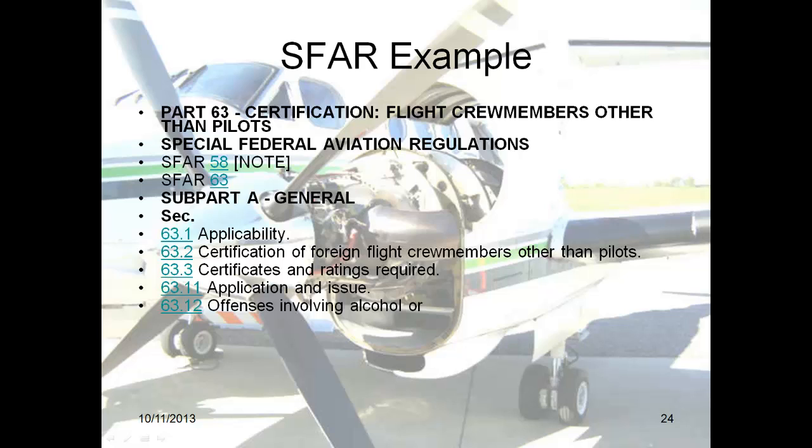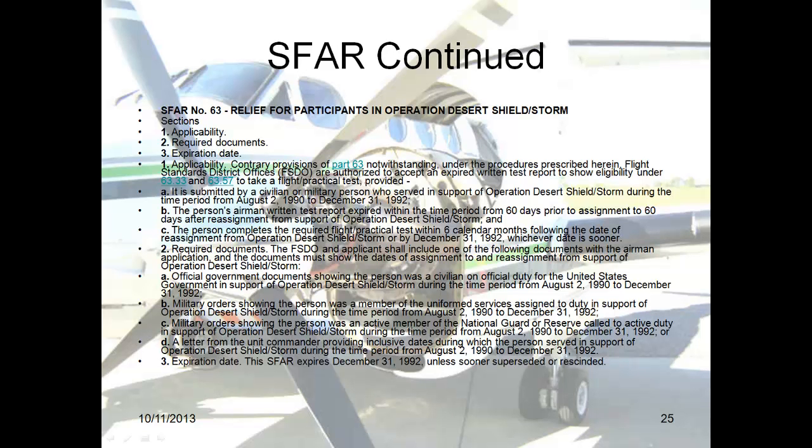So for instance, I look at Part 63. This section is certification of flight crew members other than pilots. This is for people like dispatchers and non-pilot types. In Part 63, there are two SFARs we're showing here. So they show the SFARs first, and below that is Subpart A. So the FAA will group these in the regulations at the very beginning because it's kind of like a revision. It's a Special Federal Aviation Regulation.